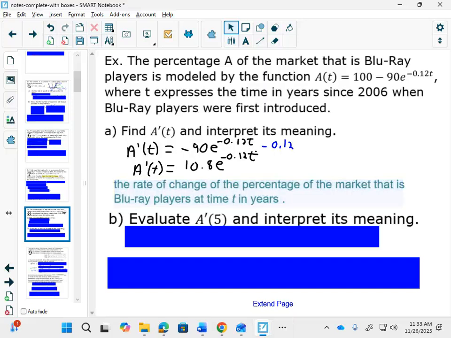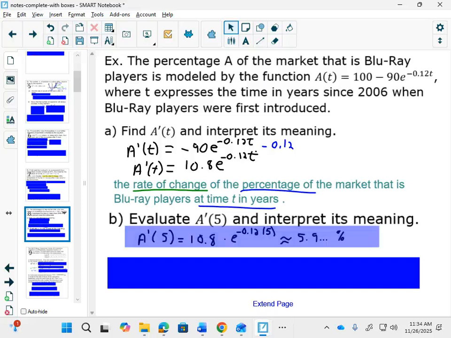And what does this mean? This is the rate of change of the percentage of the market that is Blu-ray players at time t in years. So it's very important that you state that it's a rate of change. And then you state what it is, percentage of Blu-rays at time t. Because your rate of change would be percentage per year.